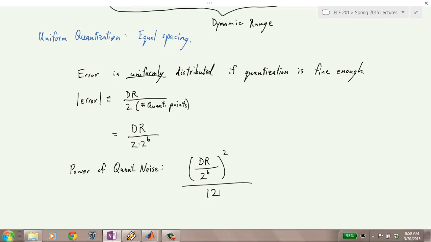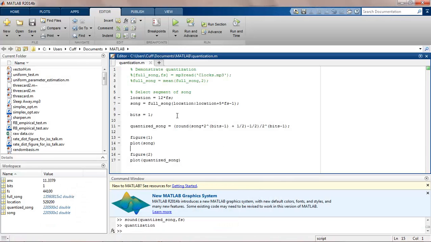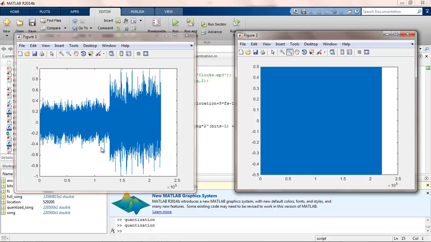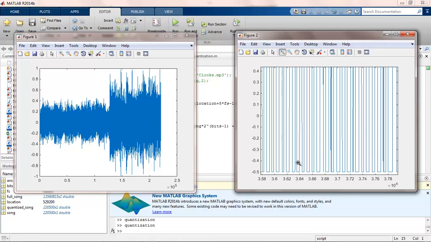So let me give you a demo to end the lecture today where I'm going to pull in a song and do some quantization. We'll look at the graph of it and we'll listen to it. First, I'm going to do a 1-bit quantization. This should look pretty awful. So here's the original song. And here's the quantization. It only takes 2 possible values, and it's moving back and forth so fast it looks very solid. If I zoom in, maybe it'll look more interesting. Not really. It's jumping back and forth, depending on what the original song was, but it's just hitting 2 values.